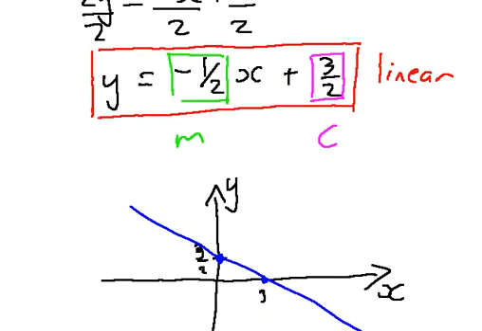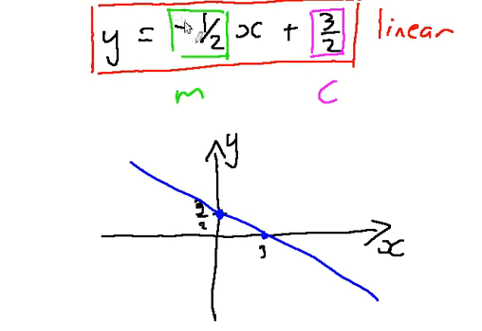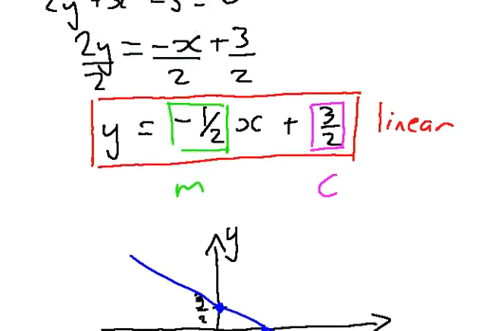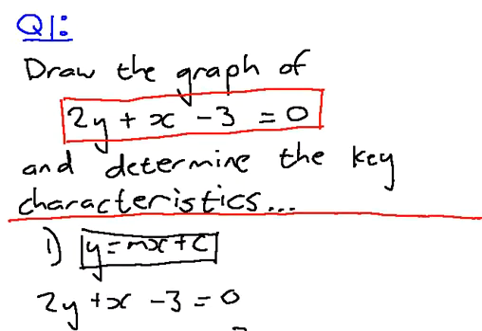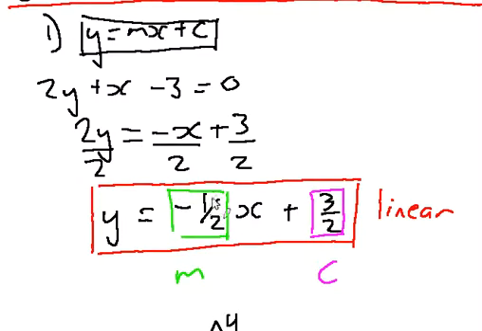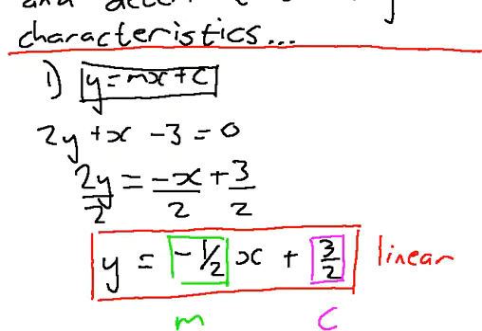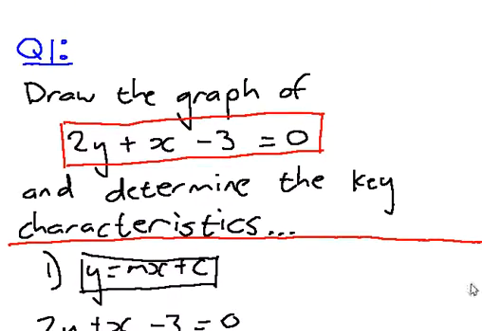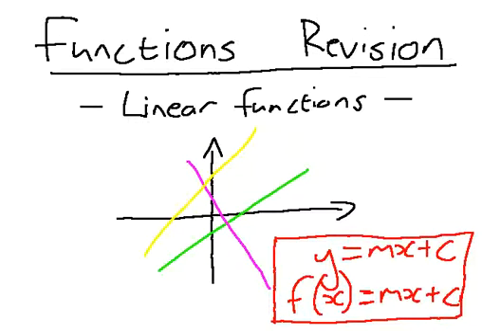Now let's quickly go back and check our initial thing. We said a negative m means the graph has to be this way. So we were correct in our working out of what this graph looks like. The second part was, determine the key characteristics. Well, we actually did that along the way. There's our m, minus a half. There's our c, plus 3 over 2. So it's answering the question. And that's linear functions. Next up, we're going to be going through some quadratic functions.